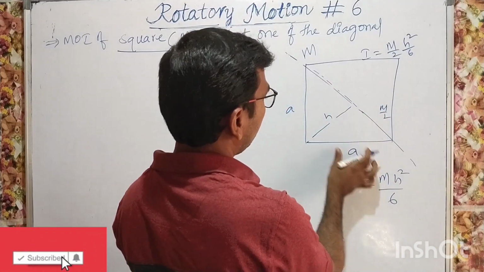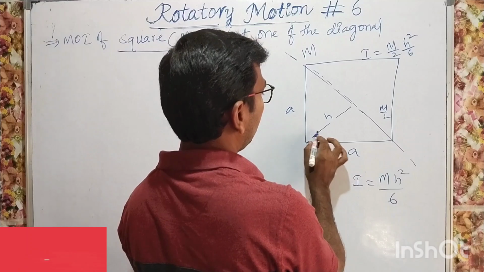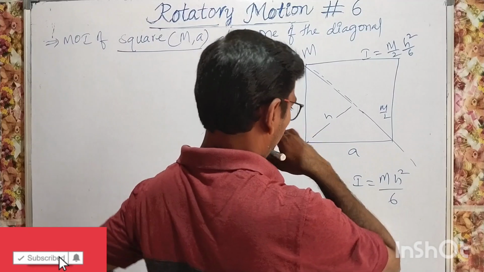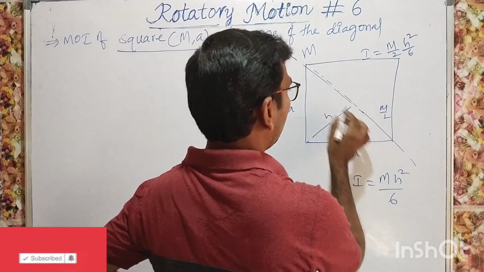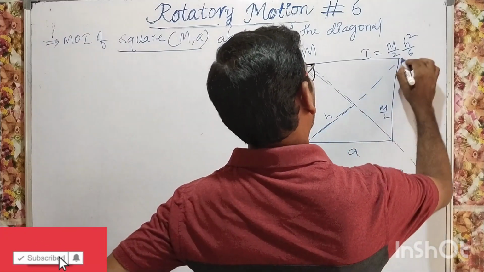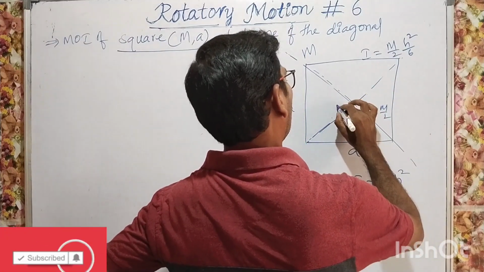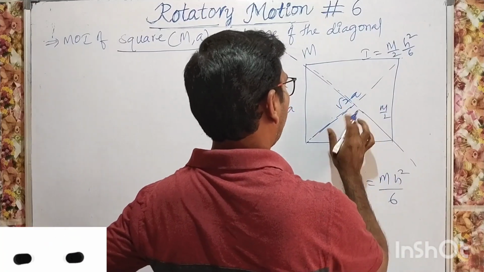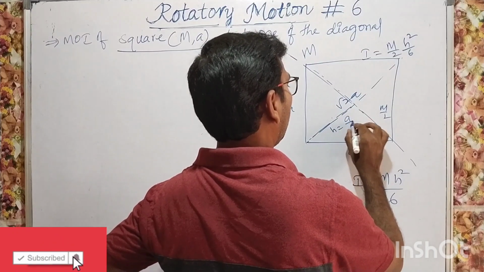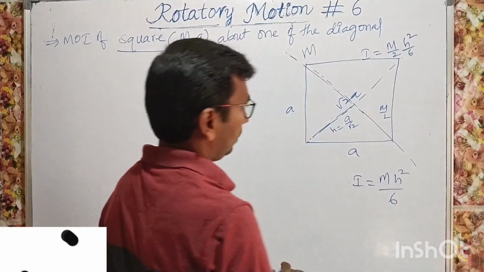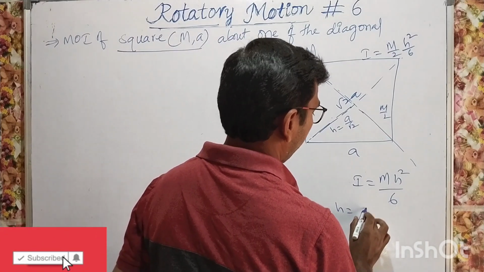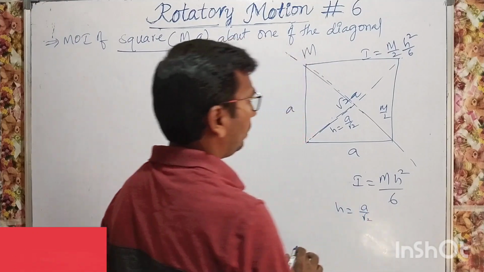This side is a, this side is a, this is a right angle, so by using the Pythagoras theorem, the total length is root 2 a. This is the half part you can get, so the height becomes a by root 2. From that, h is equal to a by root 2. So substitute the values.